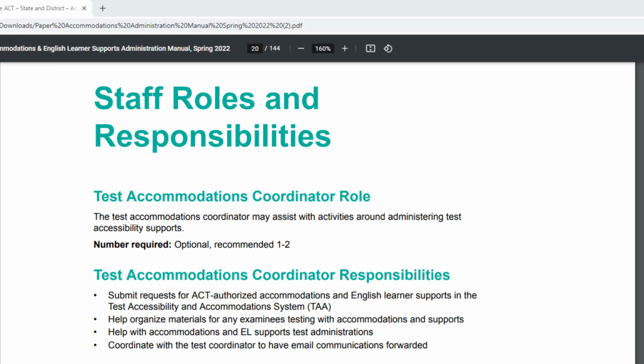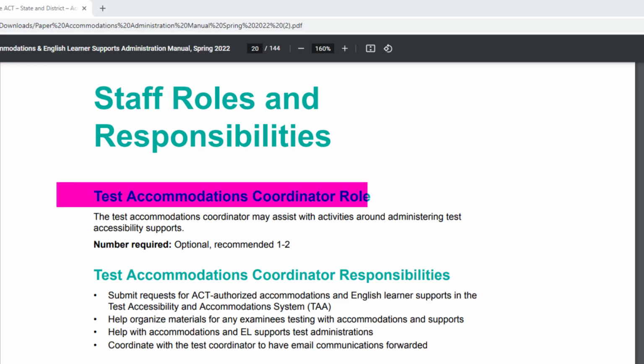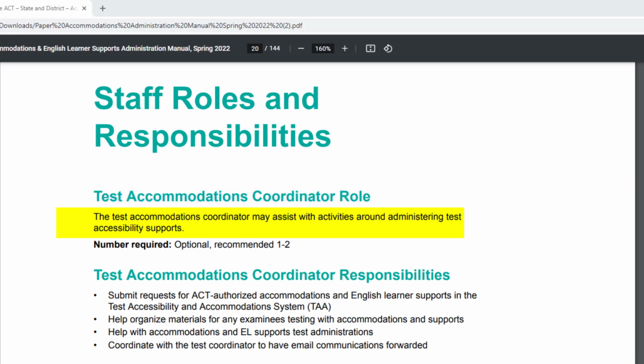All right, staff roles and responsibilities. Test accommodations coordinator role. The test accommodations coordinator role may assist with activities around administering test accessibility supports. And this is optional, recommended 1 to 2.